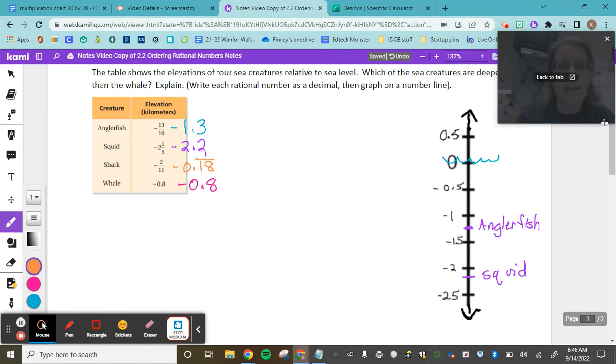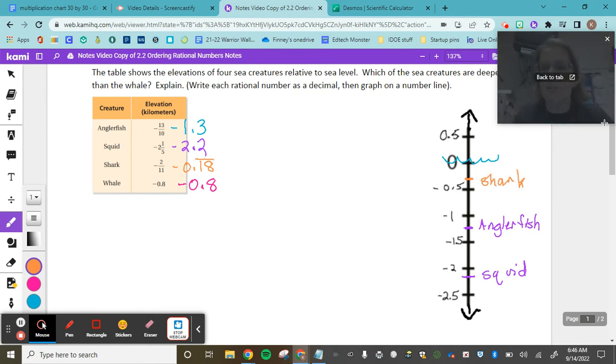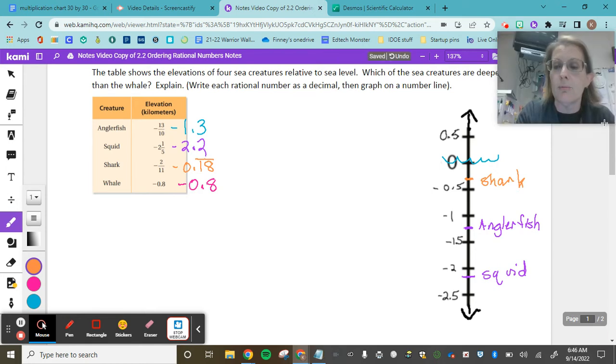Now the shark is at -0.18. So -0.18, that's going to be in between 0 and -1.5. And I'm looking at these, and this is close to -0.2, and this one's closer to -0.1. So I know the shark would be approximately there. So the shark is right there.